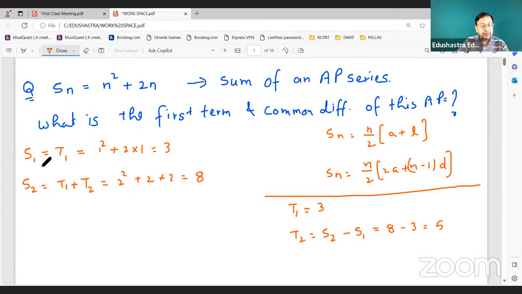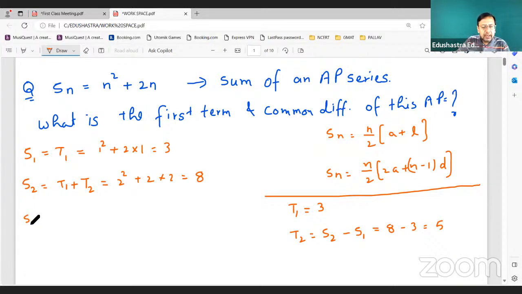Then the summation of two terms, T1 plus T2. So put n as 2, getting 8. So 8 is the summation of two terms. But what is the second term? Summation of two terms minus summation of one term. So you are getting first term as 3, second term as 5. Just check one more term.